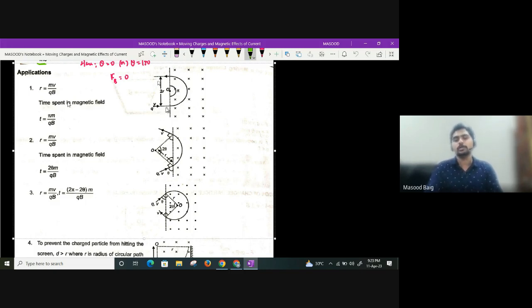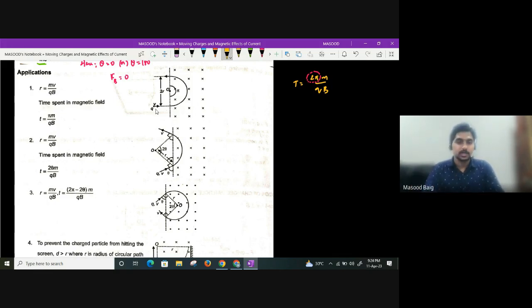So radius anyhow will be in all cases mv by qB. Whether it is entering or already present, irrespective of whatever angle it may be entering, radius will be mv by qB only, guys. So what is time period? Entire time period, what did I get? We got 2 pi m by qB, or not? So what is 2 pi here? It is the angle subtended at the center in one full cycle.